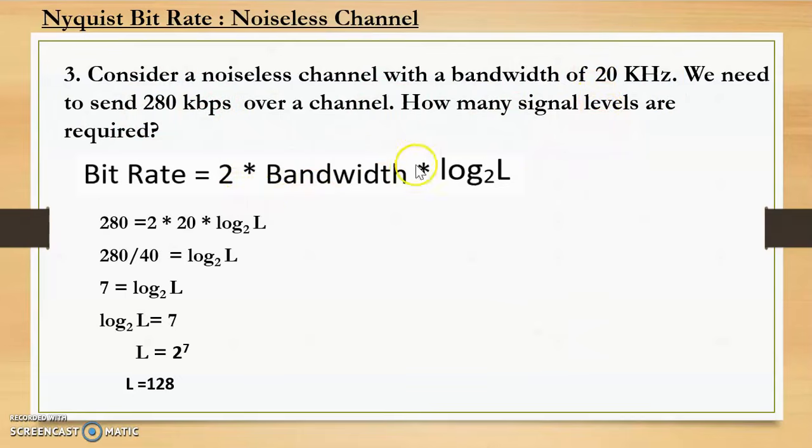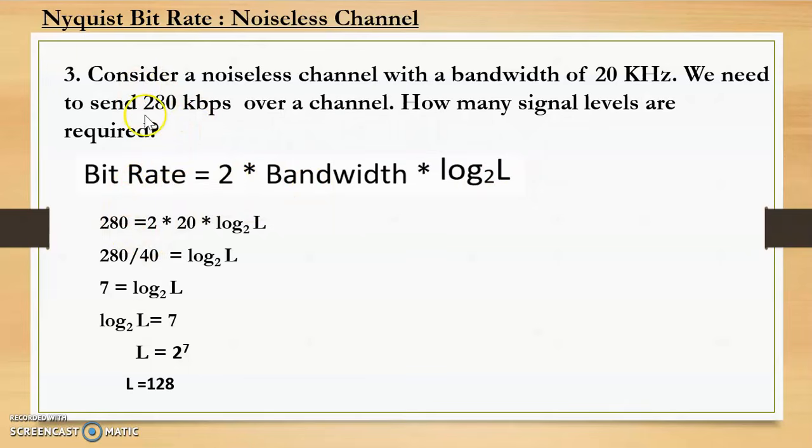So we will use the same formula over here to find the number of levels. That is, in the question we are given the bandwidth and we are given the bit rate. We just need to find the number of levels. So over here we are given the bandwidth in kilohertz and the bit rate in kbps. So we need not convert it as we are just concerned with finding the levels. So we will substitute the values in this formula.